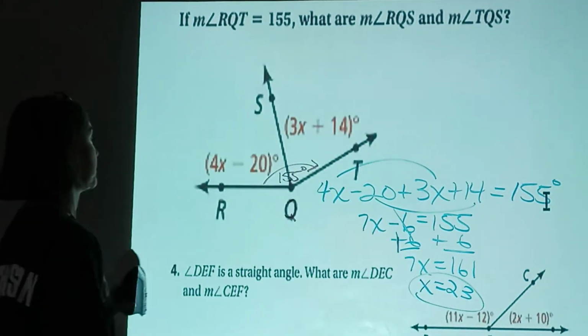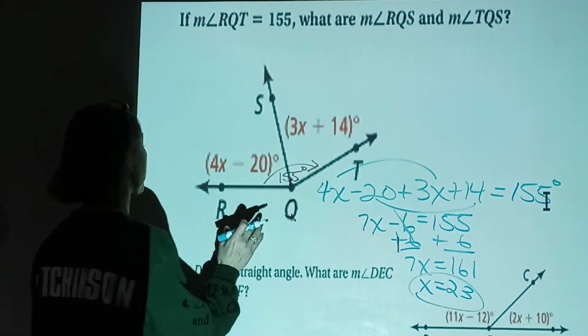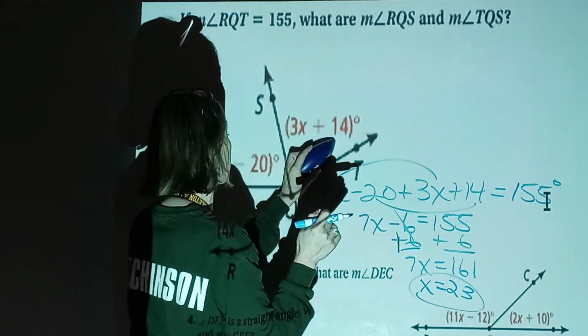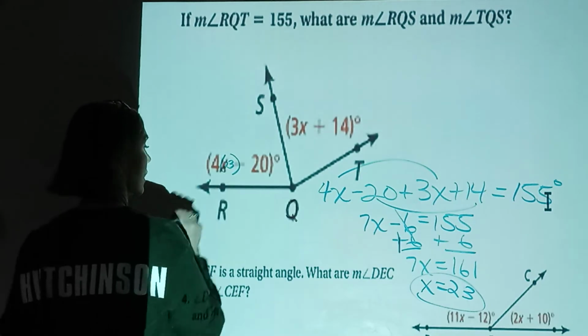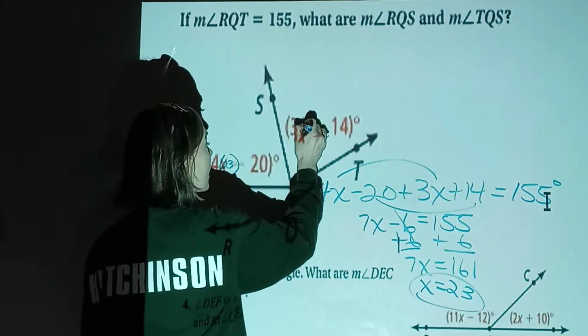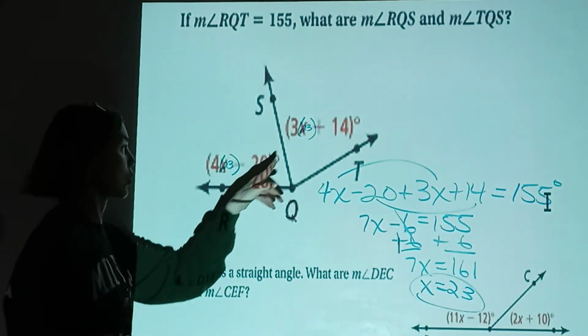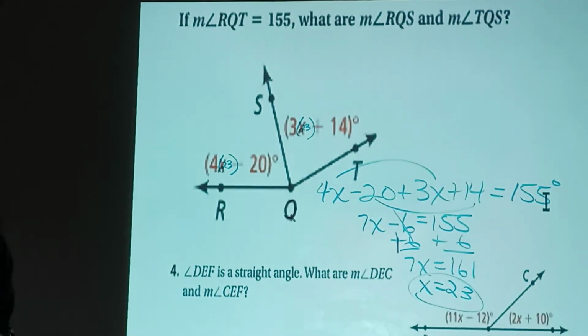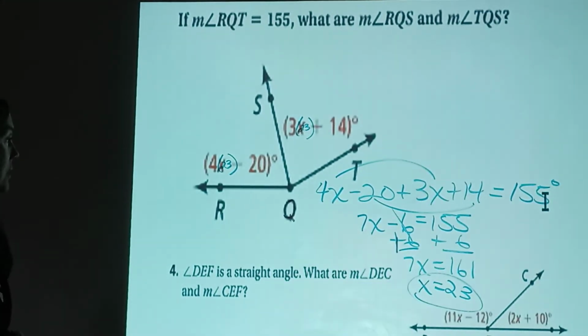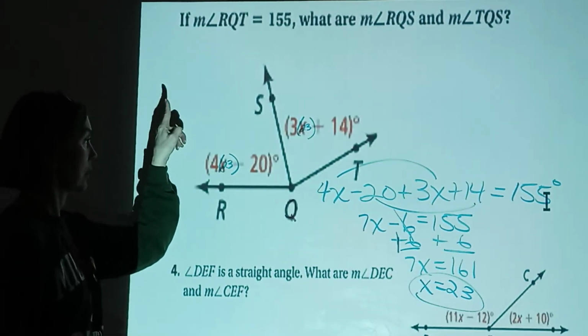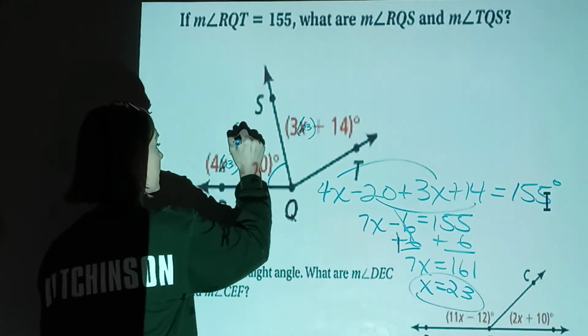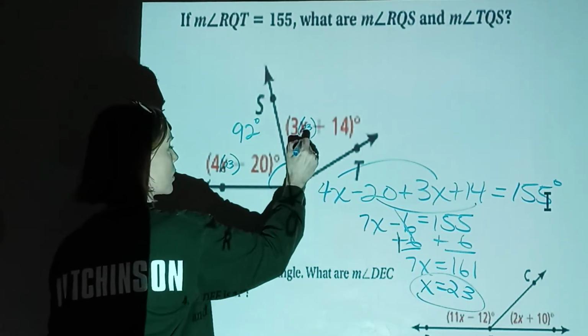Okay, 23. So now all we have to do to find the measure of each of these angles is put in 23 here and put in 23 there. 92. Which angle is 92? RQS. Okay, so this angle is 92. And this one is 69.